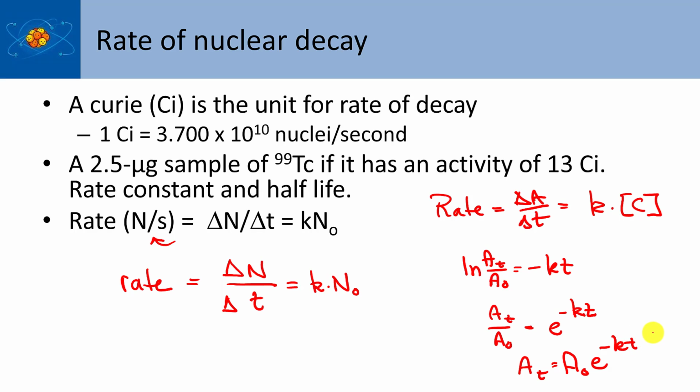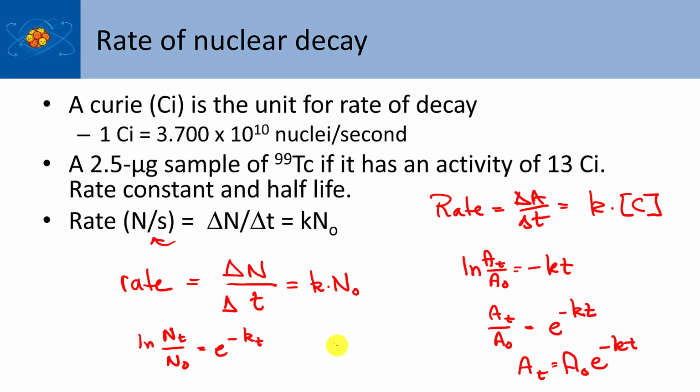Really all we've done in writing the equation like this or like this is change the symbols. So you can say something, for example, like the natural log of N_t over N_0 is equal to minus kt.